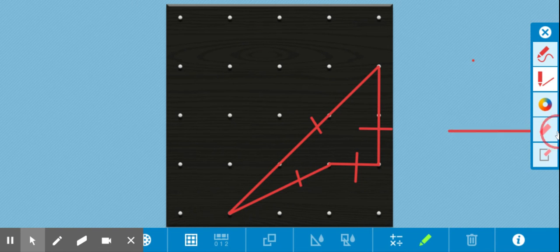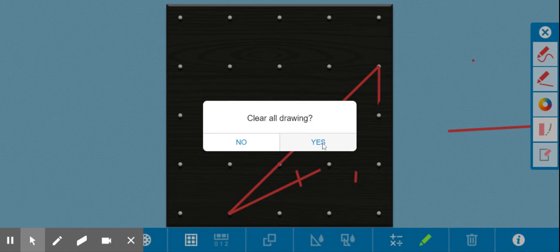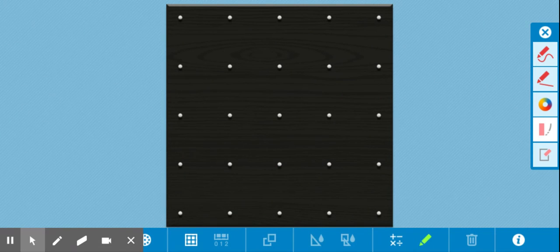Okay, now you can erase if you make a mistake. Play around with this. You can do like this. You can erase the whole board. You can do different colored shapes on here. Have some fun with this site, okay?